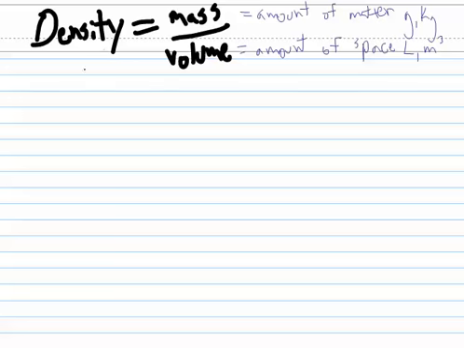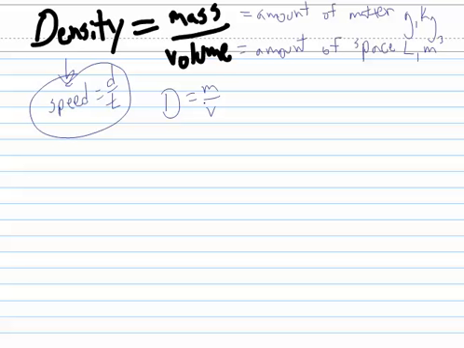So density is very similar to speed. Speed is a ratio of distance over time. So you see the same kind of form here. D equals m over v, and speed s equals d over t. So the formula, density is mass over volume. I'm not going to talk to you about that because you guys already know how to manipulate an equation. I just want to talk about densities and just general ideas.